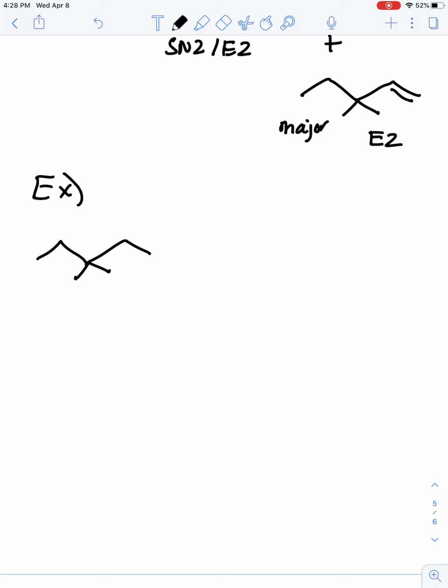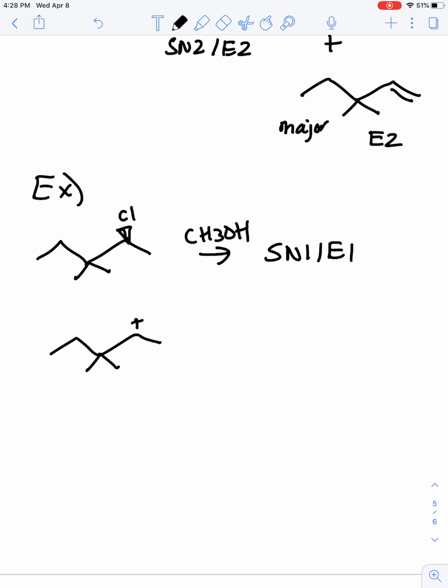So if we have the same substrate, this time we're going to use an alcohol. So alcohol, again, is going to be a weak nucleophile or base. So we're on a secondary, so we know it's going to proceed SN1/E1. So we have the formation of our carbocation as our first step. So every time you have an SN1/E1 reaction, again, you want to think allylic, benzylic.